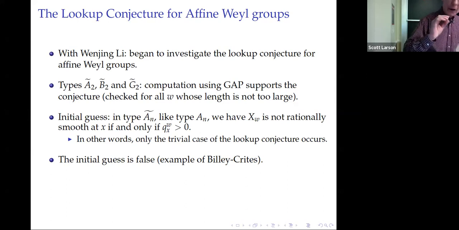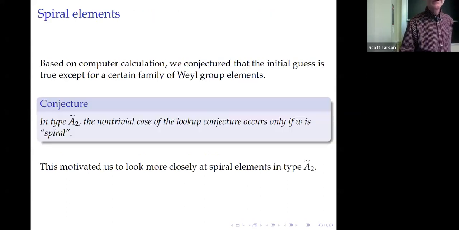I mean, the initial guess was almost true, because we conjectured that the initial guess was true except for a certain family of affine Weyl group elements. So unless W was what we call a spiral element, we conjectured that only the trivial case of the lookup conjecture would occur. We did not prove this conjecture, but we decided nevertheless to look more closely at the spiral elements, since they were the ones which had the behavior that appeared to us to be the most interesting at the time.